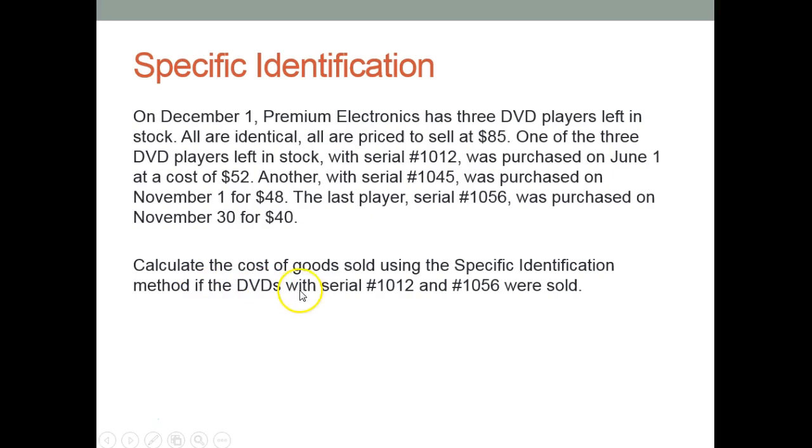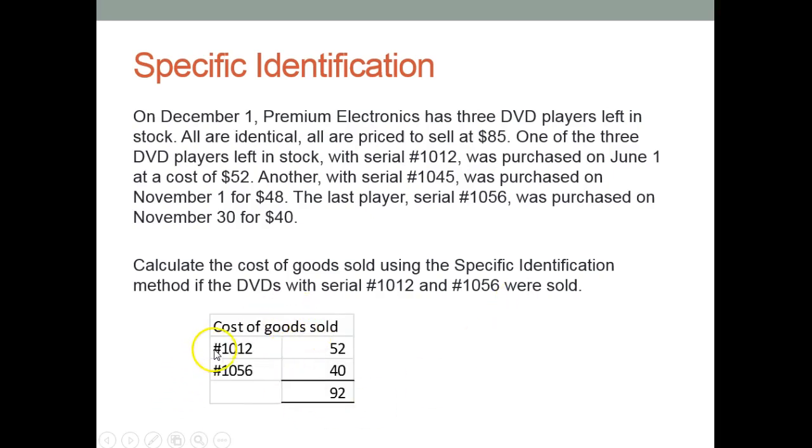So if we know the DVDs with serial number 1012 and 1056 were sold, well, then we know exactly what to reduce our inventory by. So cost of goods sold, we would reduce our inventory by 1012, which was purchased on June 1 at a cost of $52. So there's our $52. And 1056, which was purchased on November 30th for $40. So we know that the 2 items that were sold cost a total of $92. So that's how we could use specific identification to identify how much were the items that we sold.